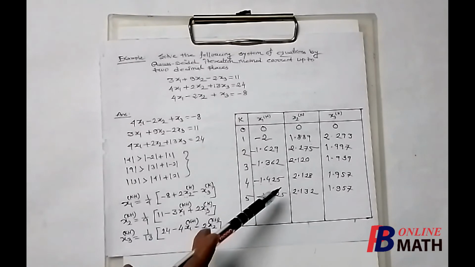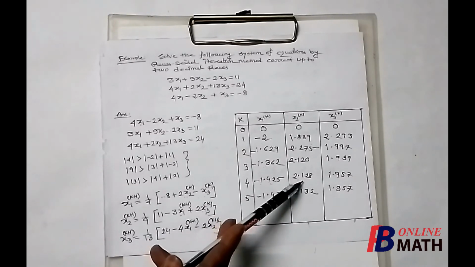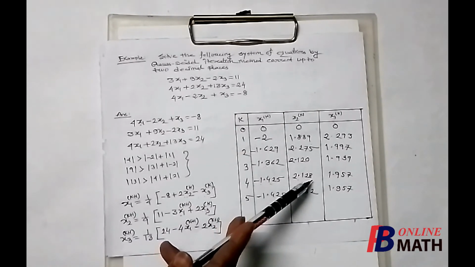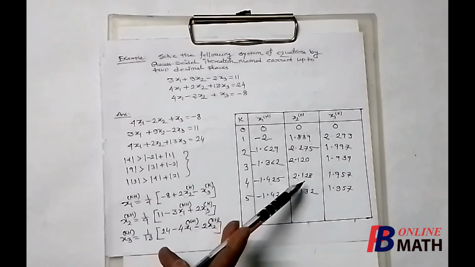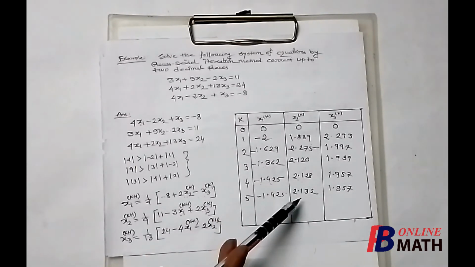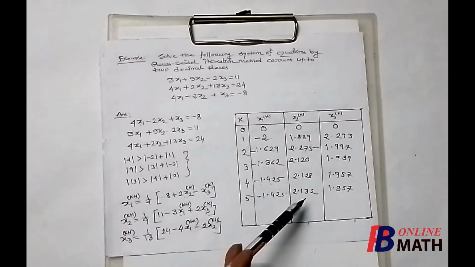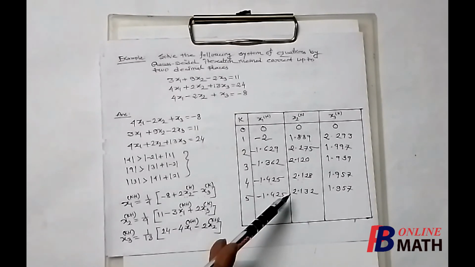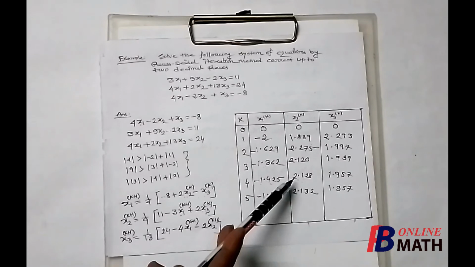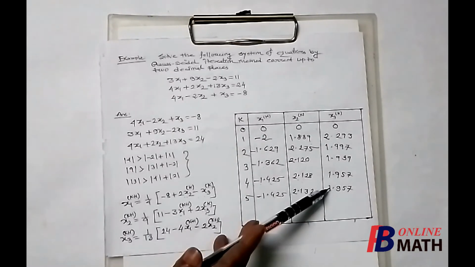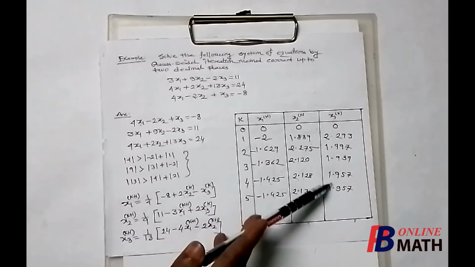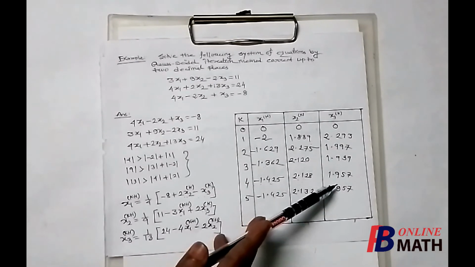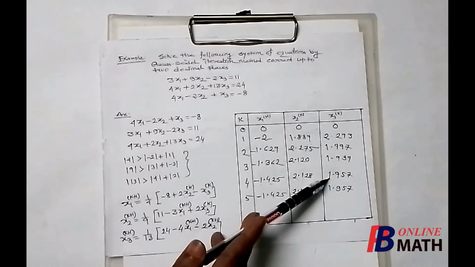Now we consider these two values. This value correct up to 2 decimal places is 2.13, because the next value is 8, which is greater than 5. And this value correct up to 2 decimal places is 2.13, because the next value is 2, so we have to keep 3 as it is. So these two values are identical, correct up to 2 decimal places. And finally we find that these two values are also identical, correct up to, in fact, 3 decimal places. If we round it up to 2 decimal places, then it will be 1.96.